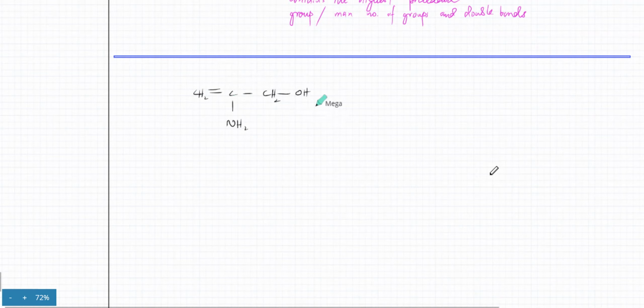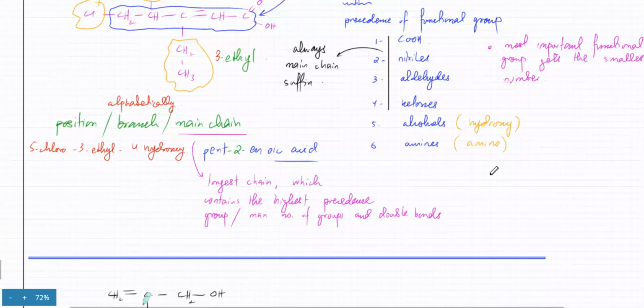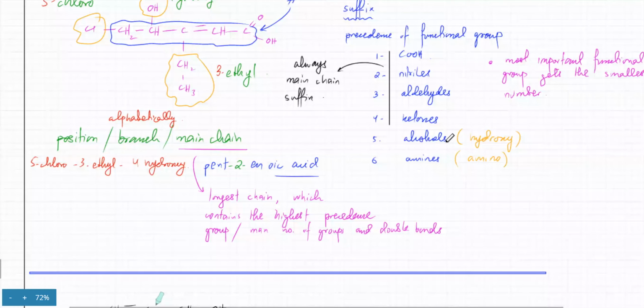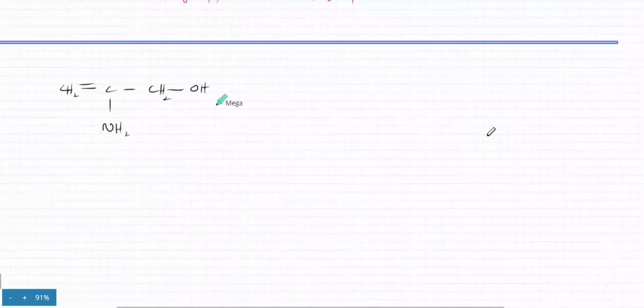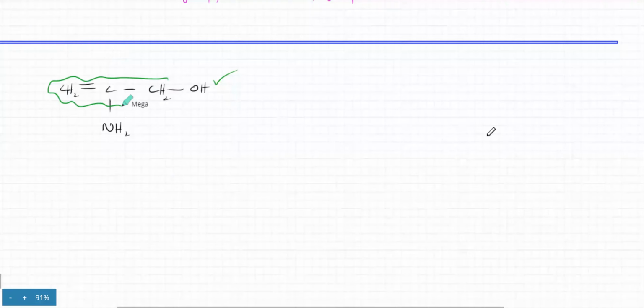If you look at the table that I've drawn, you have just two groups, alcohol and amine, so alcohol takes precedence. Alcohol has the highest precedence. This would be your main chain since you only have one chain, so there's no point in arguing about the main chain. So this would be propanol.